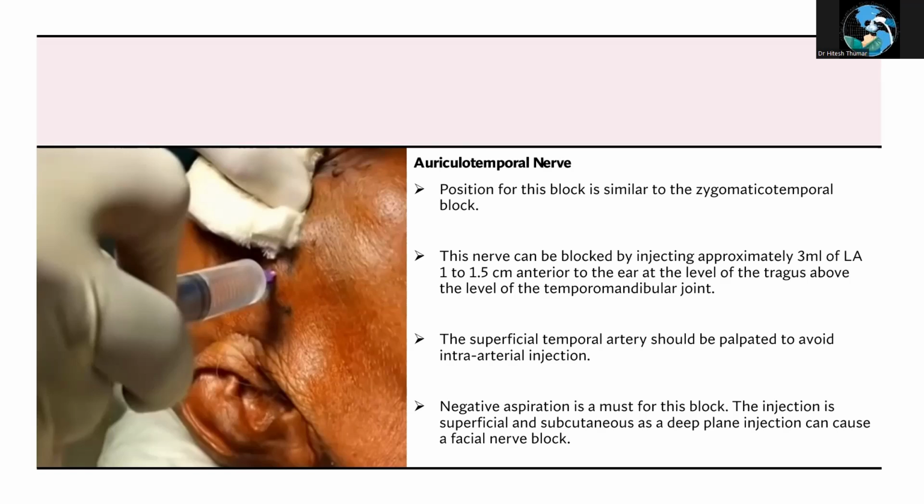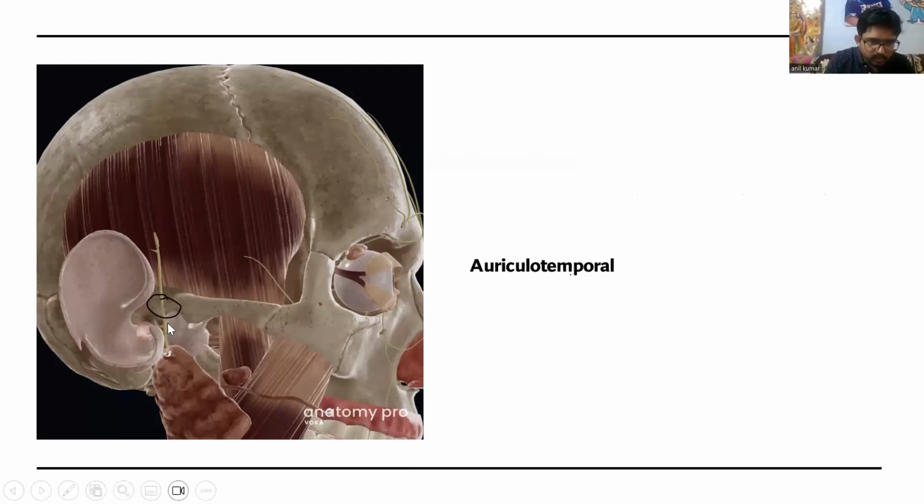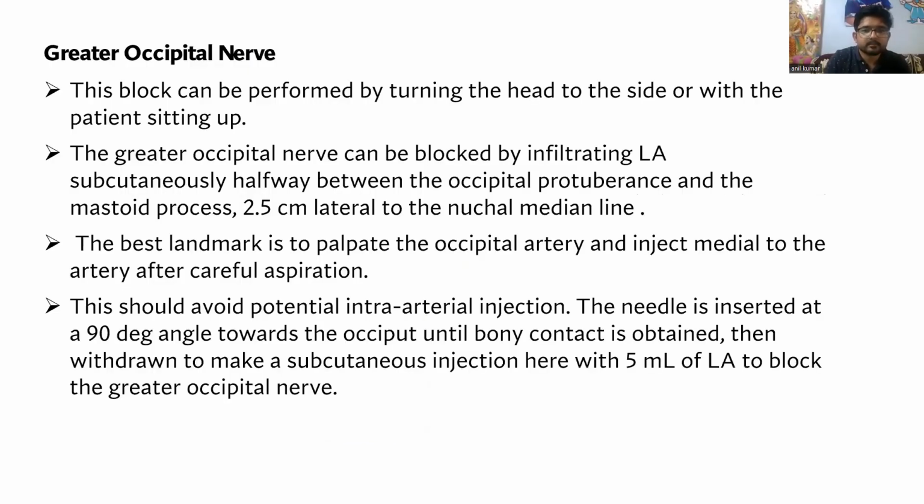The injection is superficial and subcutaneous, as a deep injection can cause facial nerve block also. So you must explain the complications to the patient if you are going for an awake craniotomy or a pain procedure. So this is the auriculotemporal nerve. Again, here I draw the point of needle insertion. You can go perpendicularly by palpating the temporal artery, hit the bone and give 2 to 3 ml of local anesthesia. So coming to the greater occipital nerve.